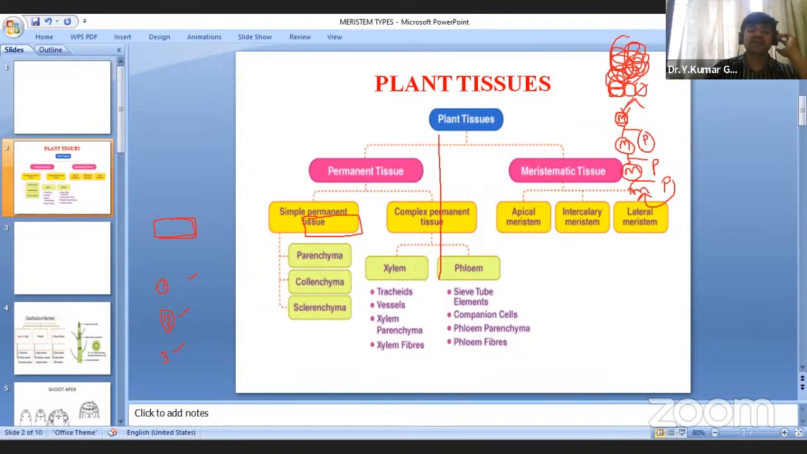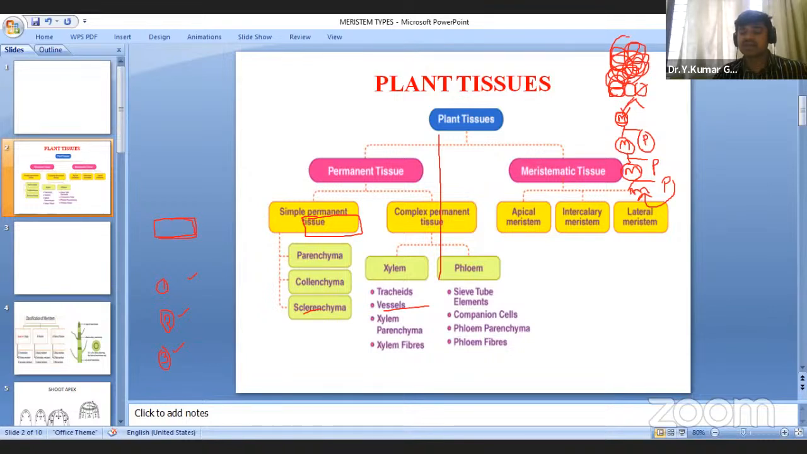The same similar type of cells are in sclerenchyma. They are individual, parenchyma individual, collenchyma individual, but not together. That is why it is simple tissue. In complex tissue, when they are both together, that is complex. But the function is similar. For example, xylem is one of the complex tissues, phloem as well.